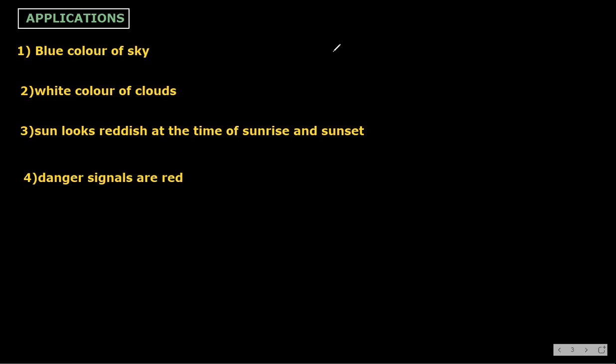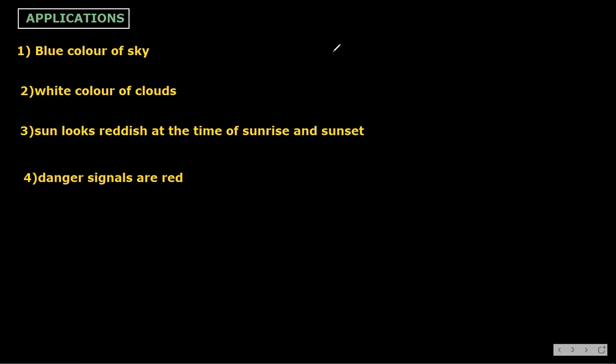White color of clouds. You know the white color of clouds. What is the reason? So large dust particles, water droplets, ice particles, all wavelengths are scattered nearly equally. And that's why all colors scattered equally gives us the sensation of white.